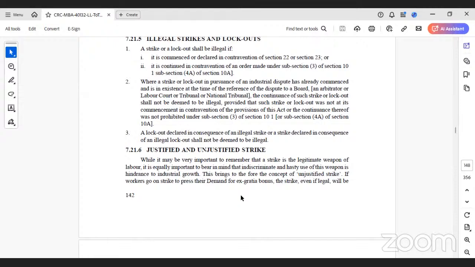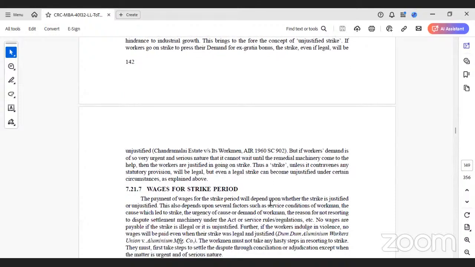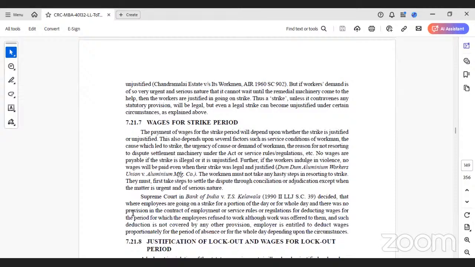Justified and unjustified strike. Strike is a legitimate weapon of labor, and it is equally important to keep in mind that indiscriminate and hasty use of this weapon will definitely hinder the industrial growth or welfare. Similarly, lockout is also not advisable all the time. It is not a weapon. So, definitely the industrial growth will be hampered whenever such lockouts happen in the organization. Okay, so coming to the wages during the strike period, it depends upon whether it is a justified strike or unjustified strike. So there are several factors and service conditions of the workmen wherein the wages are to be paid during the strike period or not.